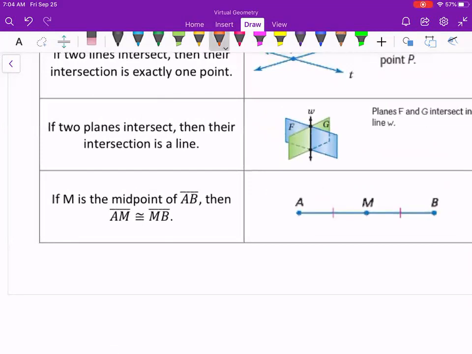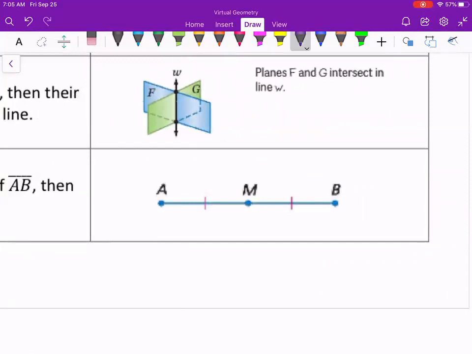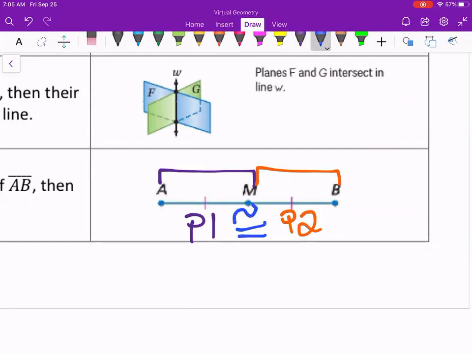Now, one that we want to look at this morning that we didn't look at last time is this last one down here that says if M is a midpoint of segment AB, then segment AM is congruent to segment MB. So this goes back to our segment addition, where part 1 is congruent to part 2, and that's exactly what we've got going on here. Your part 1, which is A to M, part 2, M to B, and these are congruent by that piece that we have there.